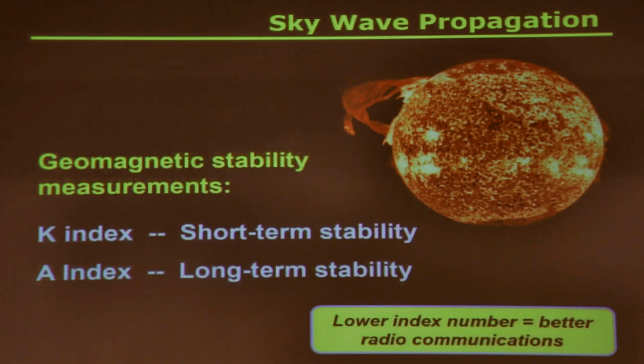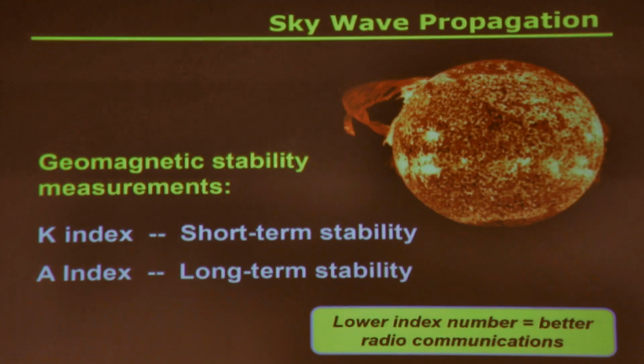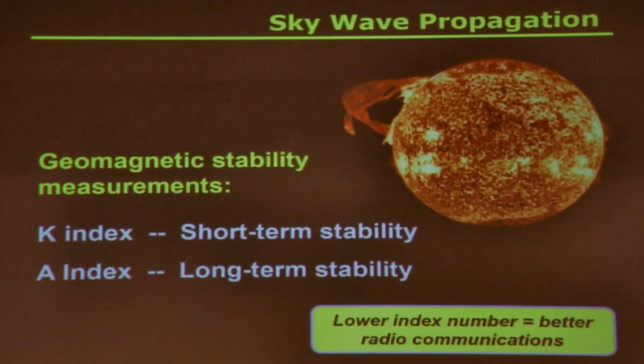They measure it in two ways. Geomagnetic stability measurements are measured two ways. The K-index measures short-term, the A-index measures long-term, and that's the stability of the Earth's geomagnetic field. Low index numbers mean better radio communications. A low K-index number means that your geomagnetic field is stable. Radio communications will be relatively good, both for short-term and long-term.